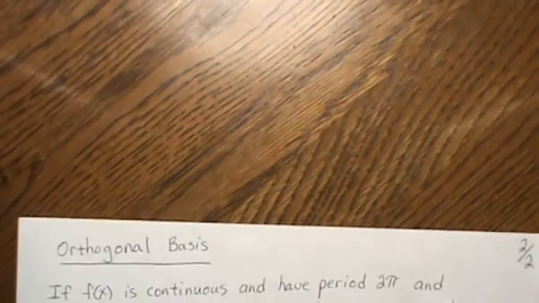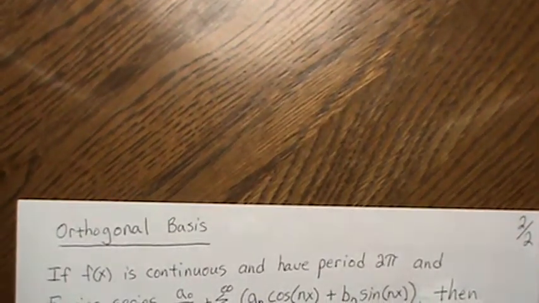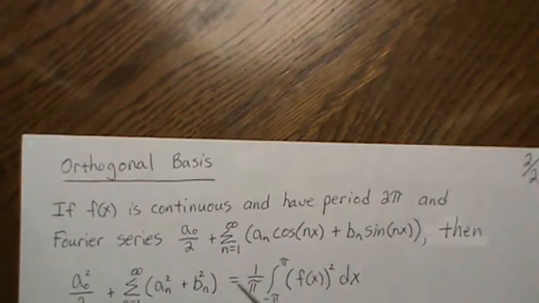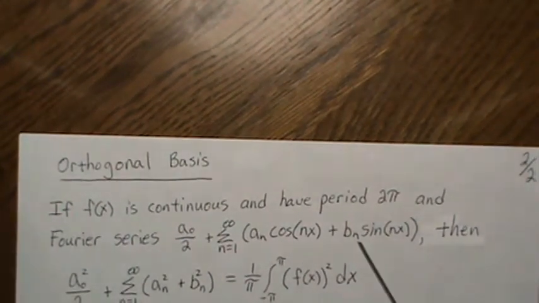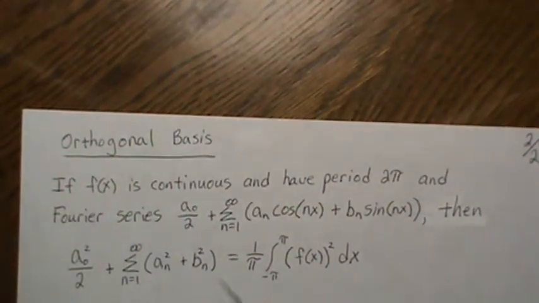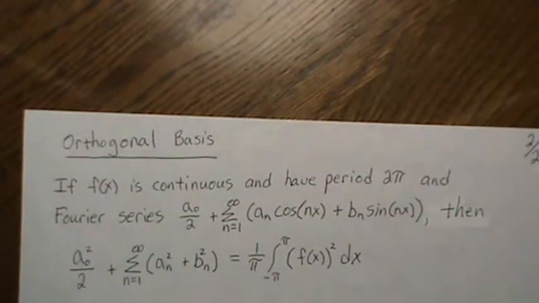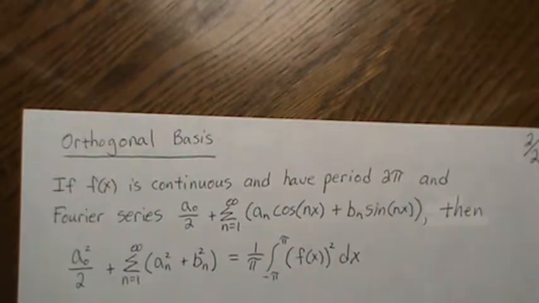So now let's look at it in the orthogonal basis case. Here, if f is continuous and has period 2 pi and has a Fourier series, then this relationship holds. And again, this is Parseval's identity.